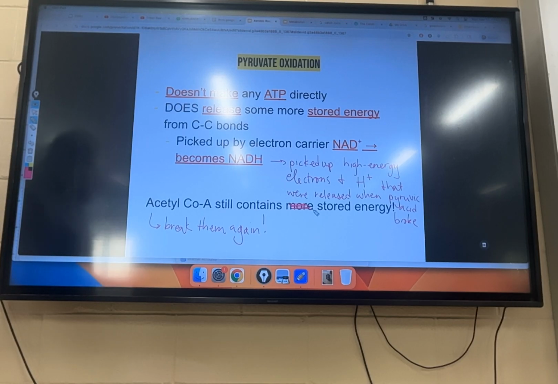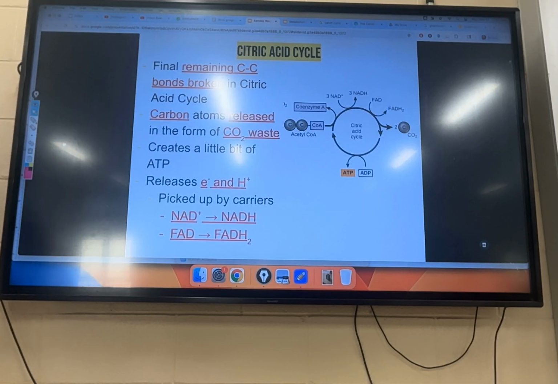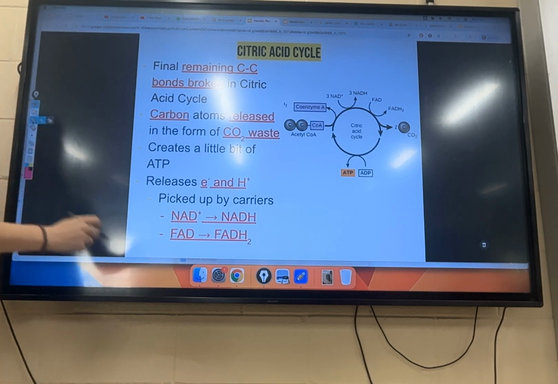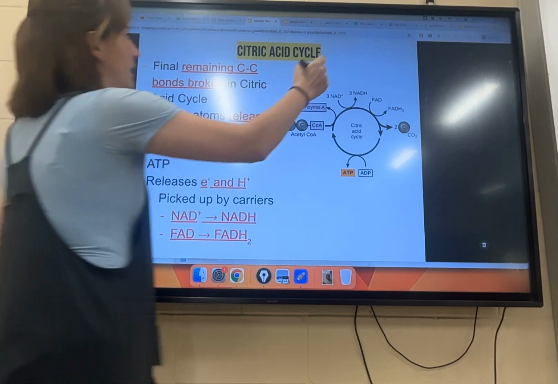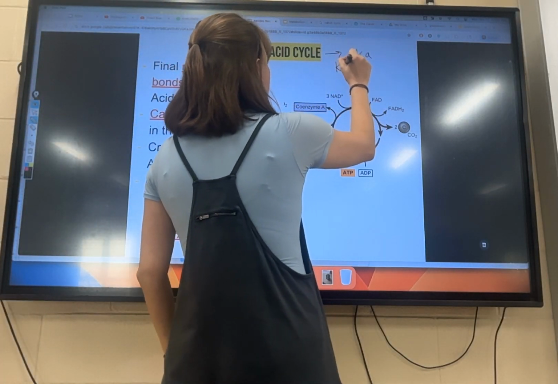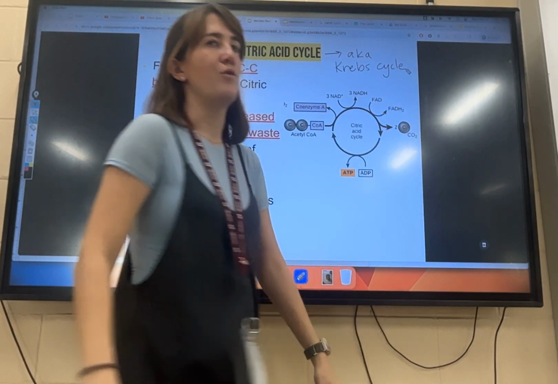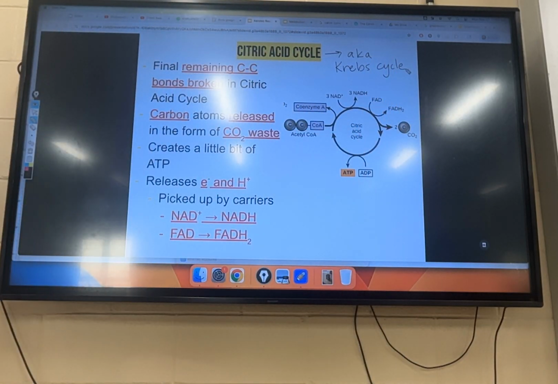All right. Now we do our last carbon-carbon bond break in the citric acid cycle. This is also sometimes called the Krebs cycle, named for the person who studied it. Citric acid cycle is more descriptive because it does contain a molecule called citric acid. But if you see Krebs cycle, it's the same thing.